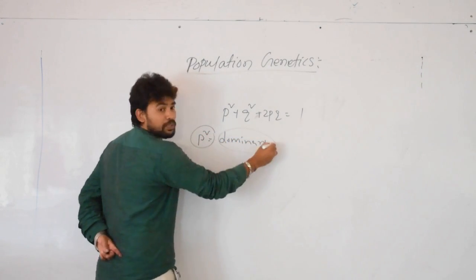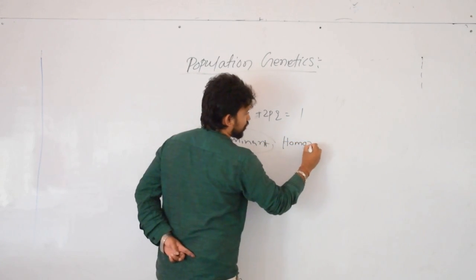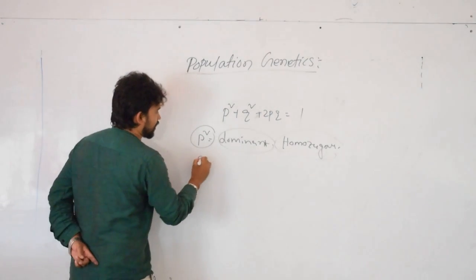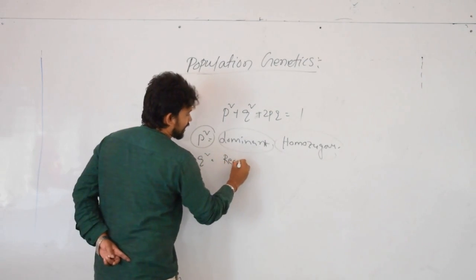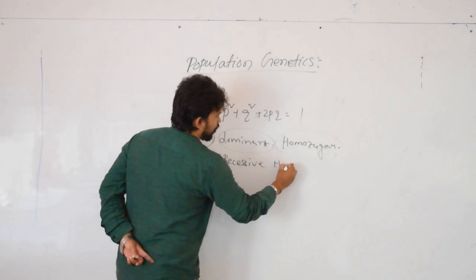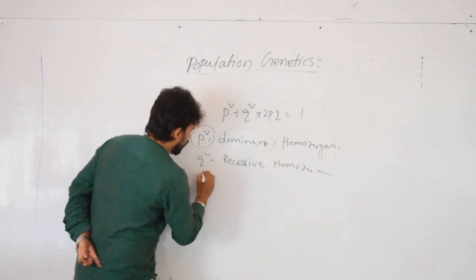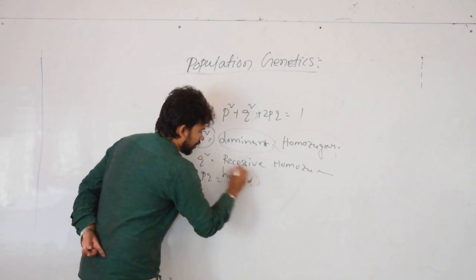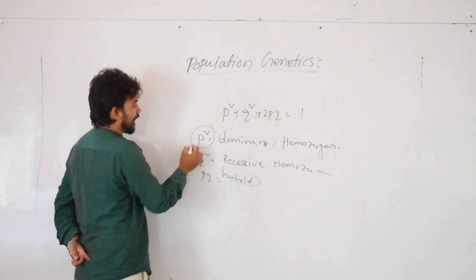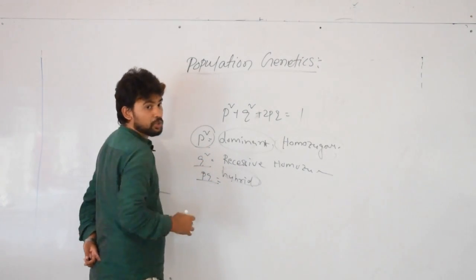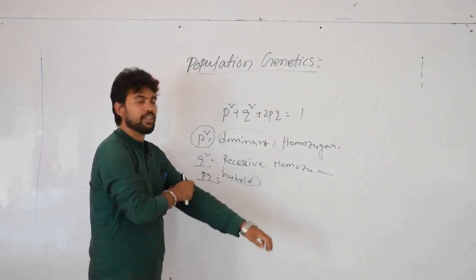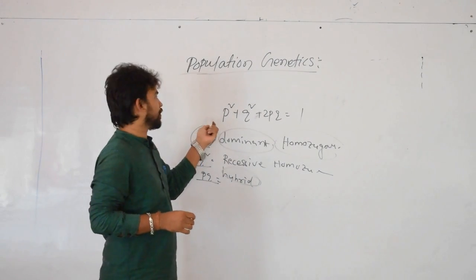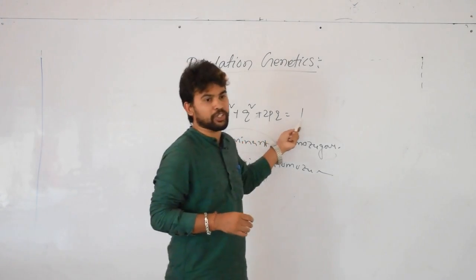dominant homozygous. P square is dominant homozygous. Same as Q square is recessive homozygous. And 2PQ is hybrid, heterozygous. Are you getting my point? So the calculation is P square plus Q square plus 2PQ is equal to 1. Clear? So now we come to the population genetics Hardy-Weinberg principle: P square plus Q square plus 2PQ is equal to 1.